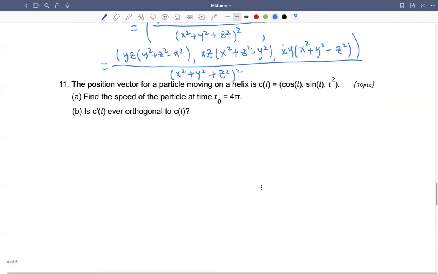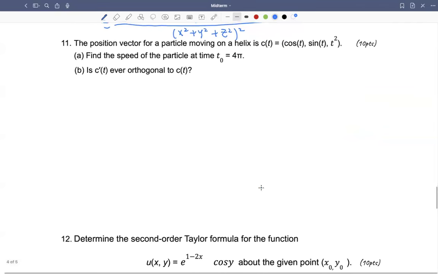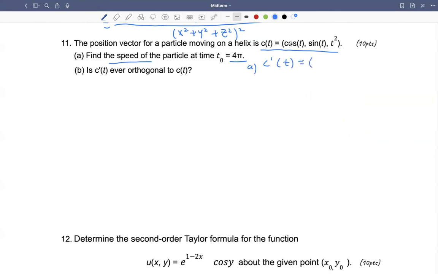Okay, let's see 11. So given the position vector as a path, we want to find the speed of this particle at t equals 4 pi. The speed is just the derivative of the position, right? We just have to find c prime of t. C prime of t equals cosine t, negative sine t, sine t, cosine t, t squared to 2t.